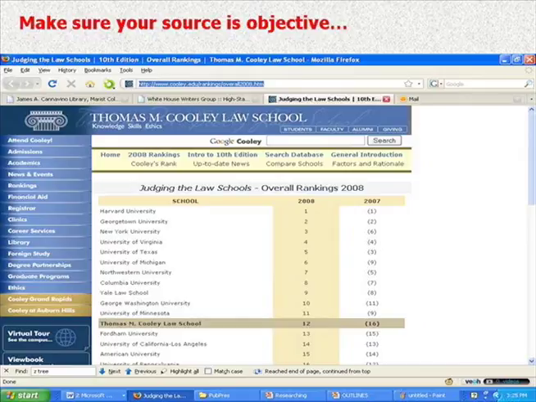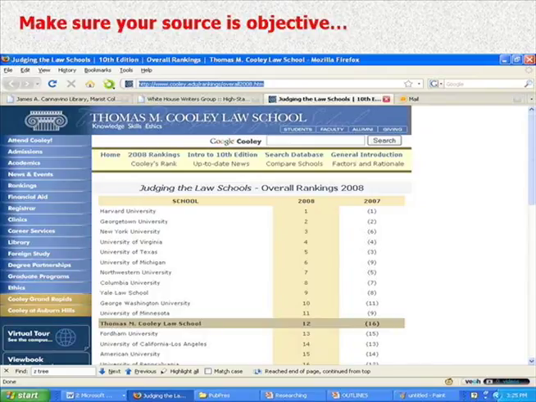So in this ranking, in their own rankings, they have themselves ranked number 12. In the U.S. News and World Report rankings, they're not even probably in the top 200. But here in their own rankings, they're number 12. Ranked up with such esteemed law schools as Georgetown and Harvard and Yale.